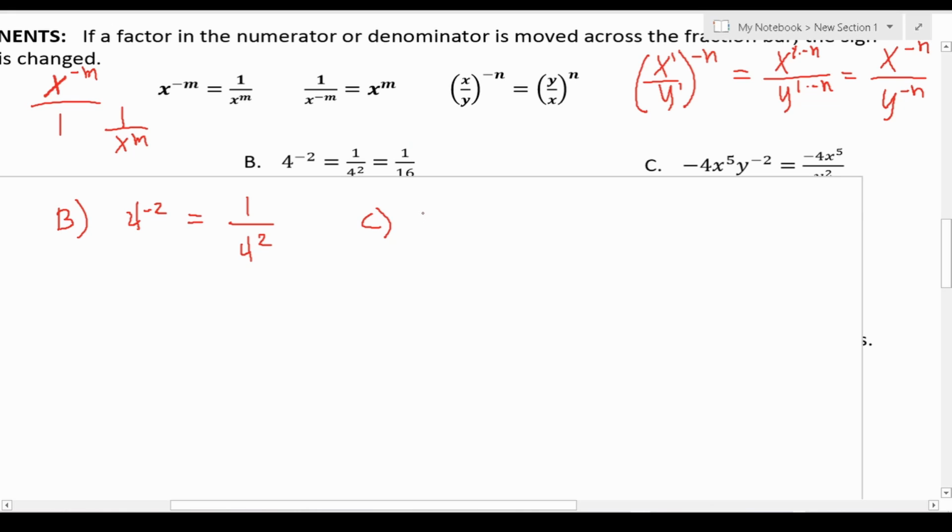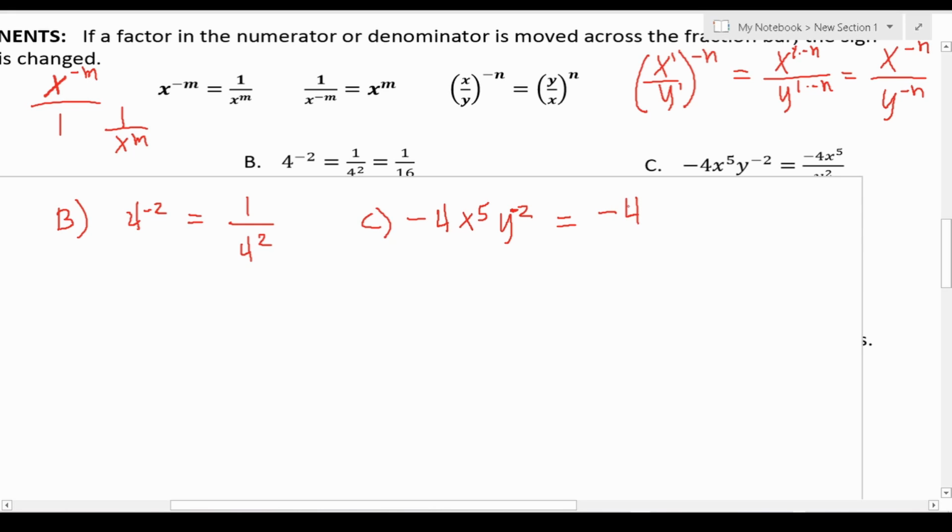And we got negative 4 x to the fifth y to the negative 2. Okay? So negative 4 can stay. X to the fifth can stay. But we can't leave this y to the negative 2 in the numerator. And in light of that, we're going to have to shift it across the fraction bar into the denominator where it's going to become positive.